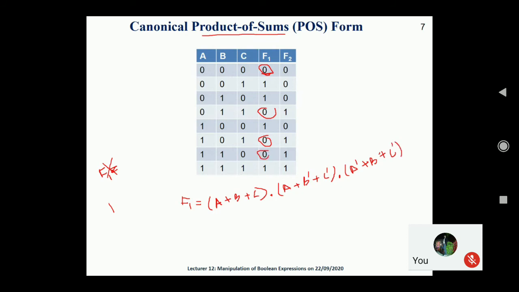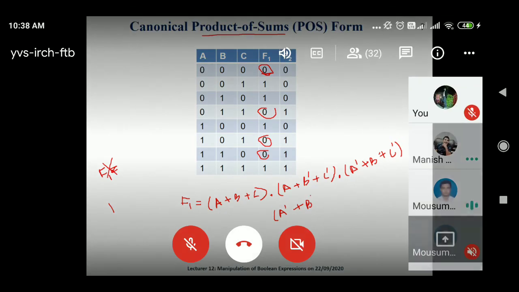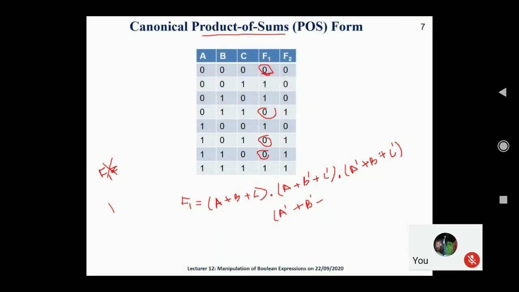This one we are writing. Can you tell me what is the term? So A bar, B bar, C. Correct, A bar plus B bar plus C. Yes, correct. Okay, are you getting my point? So this one is the whole product of sum.